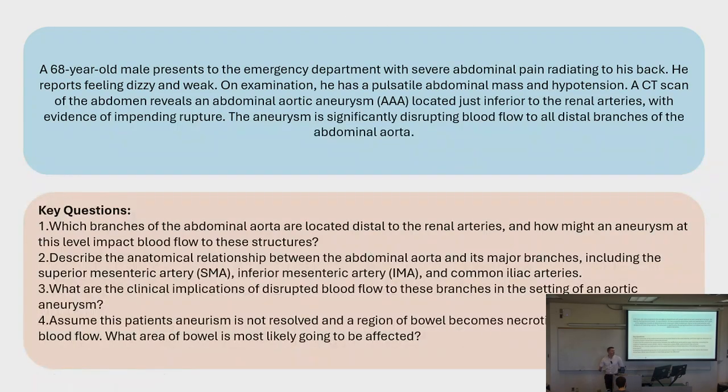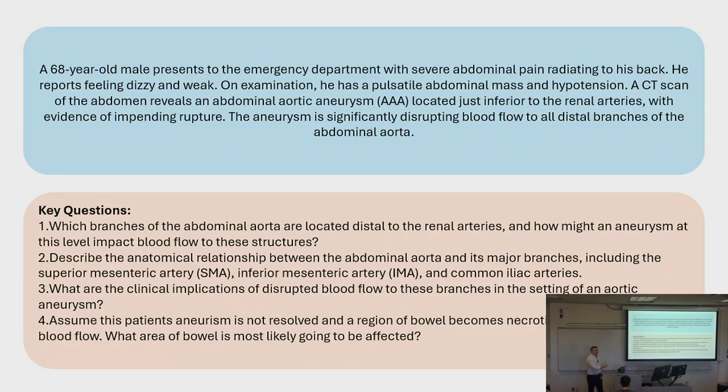All right, so first case. We have a 68-year-old male presenting to the emergency department with severe abdominal pain radiating to his back. He reports feeling dizzy, weak. On exam, he has a pulsatile abdominal mass and hypotension. CT of the abdomen reveals an abdominal aortic aneurysm located just inferior to the renal arteries with evidence of impending rupture. So the aneurysm is significantly disrupting blood flow to all distal branches of the abdominal aorta.